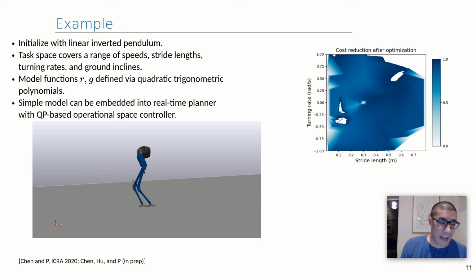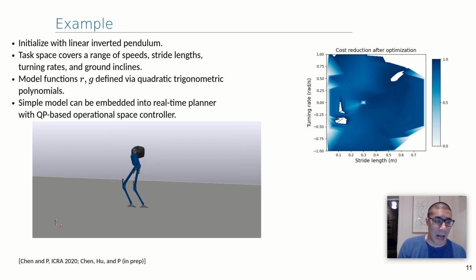Here we're looking at a model of Cassie, a three-dimensional model of the robot, where we're optimizing a simple extension of a linear inverted pendulum. We initialize our optimization procedure with an inverted pendulum plus a controlled swing leg and ask it to optimize from there. This is over a four-dimensional task space covering a range of speeds, stride lengths, turning rates, and ground inclines, where we're using a pretty simple basis set, in this case quadratic trigonometric polynomials for both the model and its dynamics. Because we're still designing a low-dimensional simple model, we can then embed it into a real-time planner, like, for instance, quadratic programming-based operational space control.